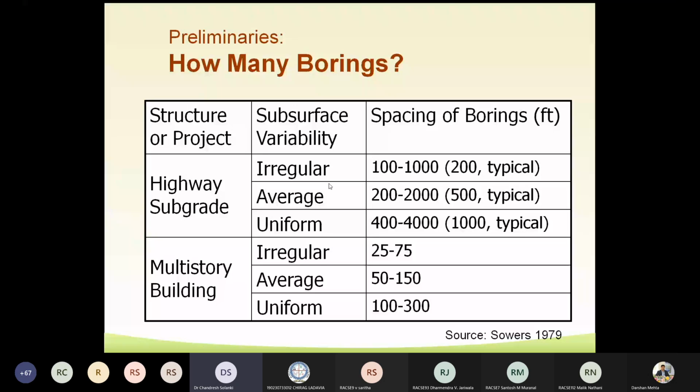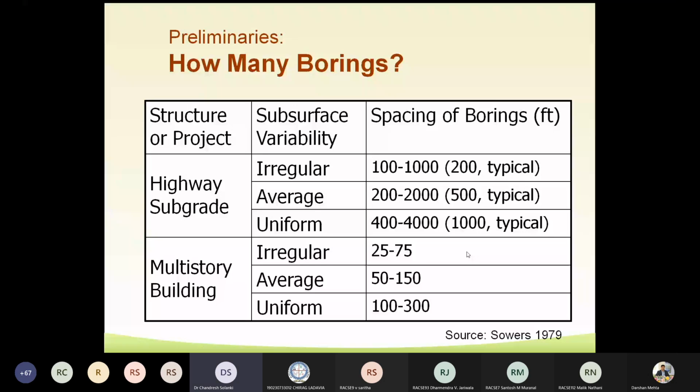Similar things happen in the case of the multi-story building too. However, the number of boreholes required for a multi-story building is closer together compared to the boreholes required for highway subgrades. In the case of a multi-story building, it is suggested that you must go for a minimum of 5 bores.